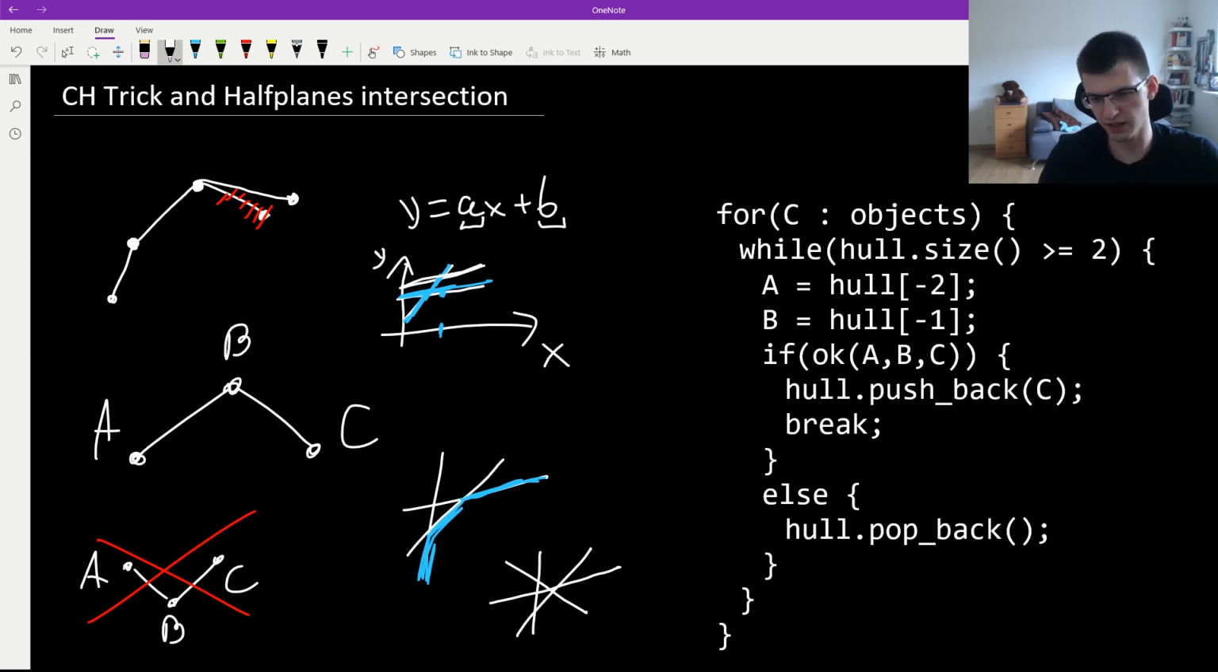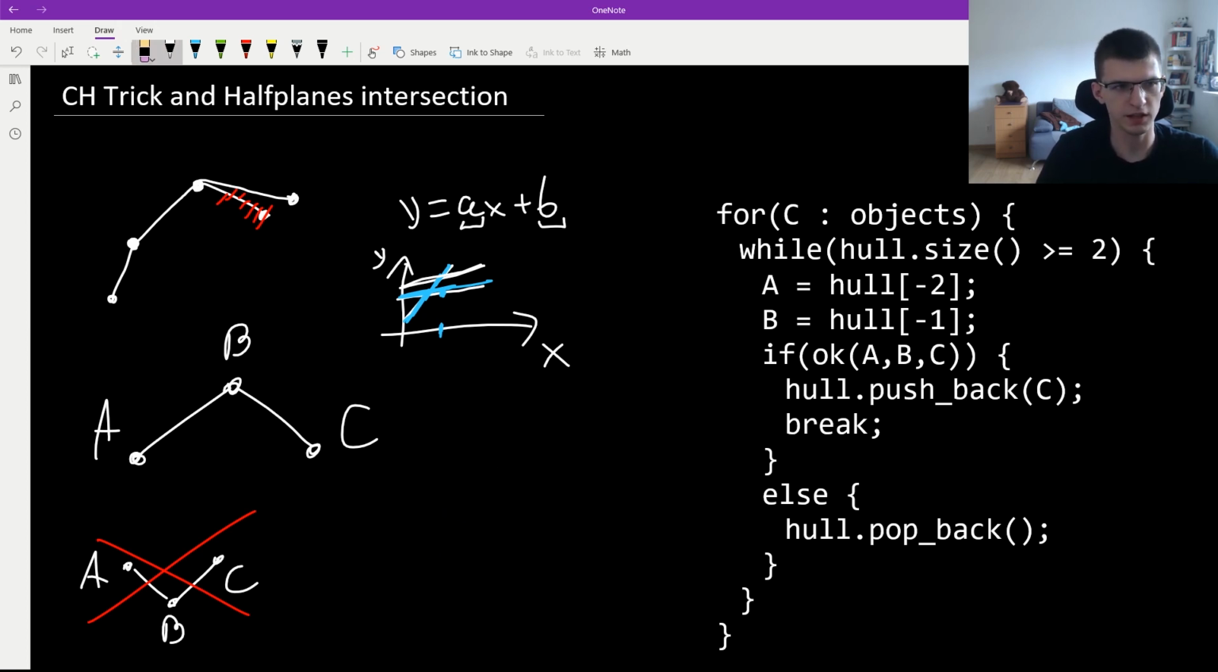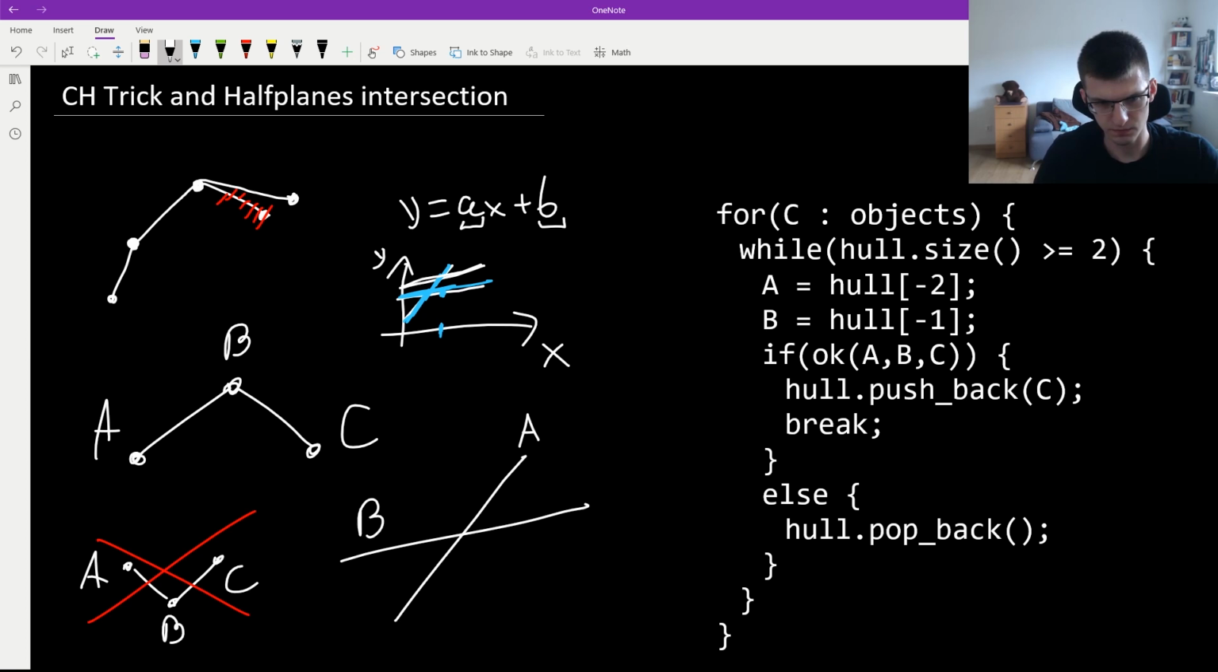If it's like that, then one of the lines is covered. Let's use a bigger drawing for that, and assume that the a value can be negative, but it doesn't matter. If this is A, this is B, and this is C, then the function OK should return true. Each of those three taxi companies can be optimal for some x. They belong to the convex hull.